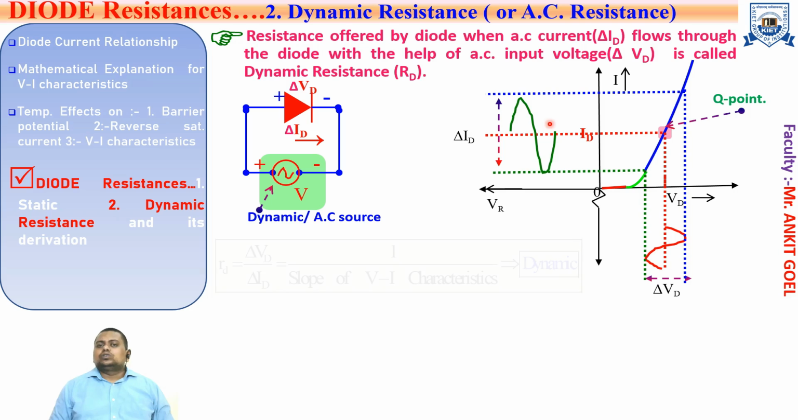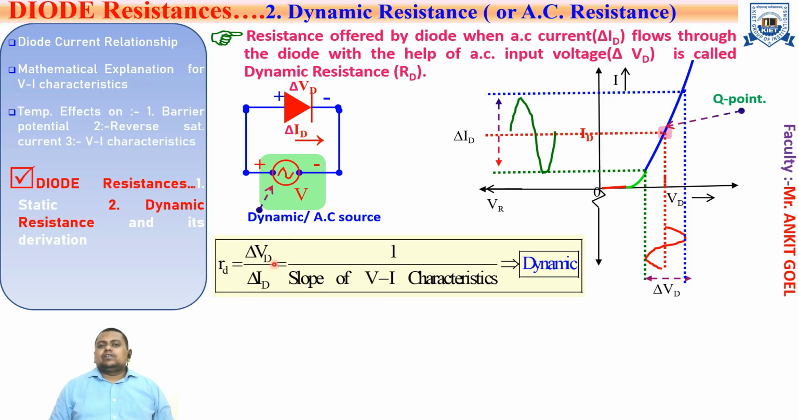Across the diode. So dynamic resistance is given as the ratio of the change in the voltage across the diode to the change in the current through the diode. From the graph, it can be easily calculated that the dynamic resistance is also given by the inverse of the slope of the VI characteristics.